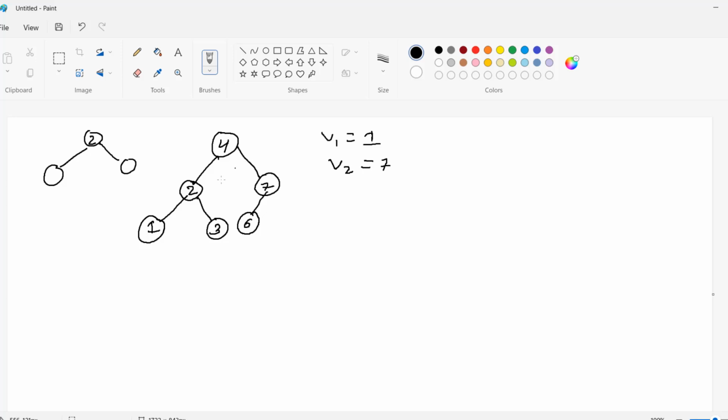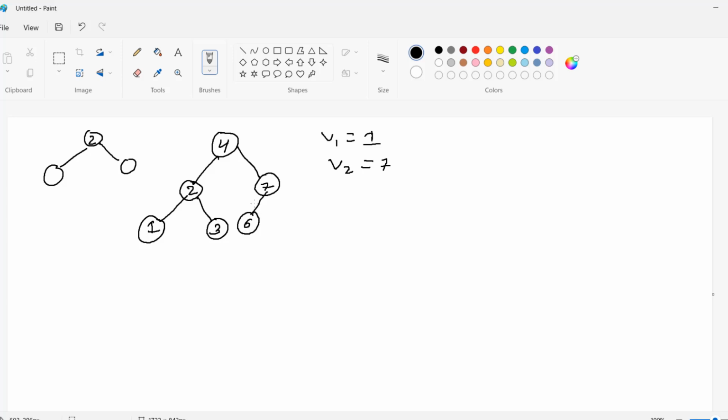If 4 is our root, then 2, 1, 3 are smaller, so they are on the left hand side, and on the right hand side of 4, you can see 7 and 6. 7 and 6 are greater than 4. Similarly, if we consider 2 as our root, then the leaf nodes are 1 and 3. 1 is in the left direction, so it is smaller. 3 is in the right direction, so it is greater than the root. Similarly, 7 has one leaf node 6, which is in the left direction, so that's why it is smaller. This type of tree we will call a binary search tree.